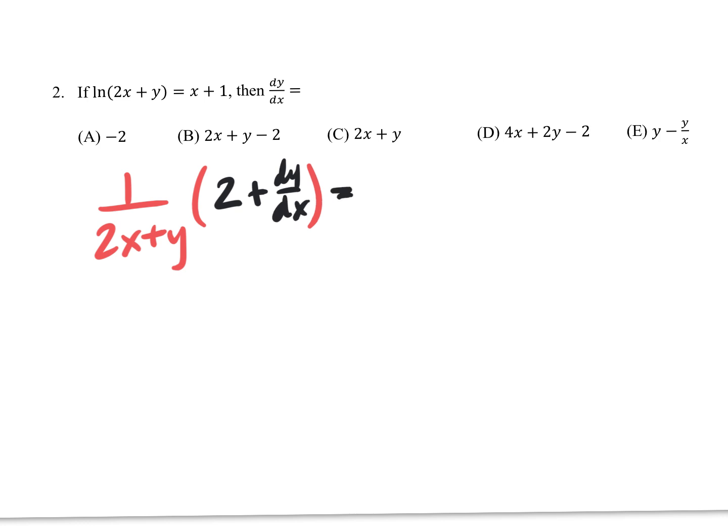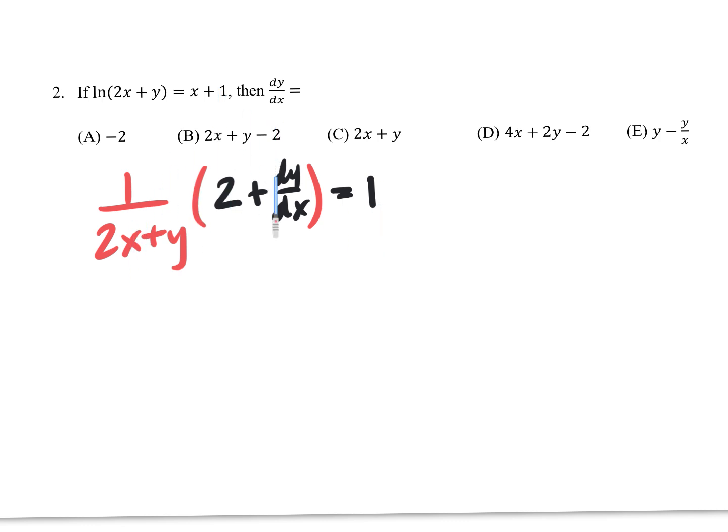And then they said it equals x plus 1, so we got to keep taking derivatives. What's the derivative of x? What's the derivative of 0? What's the derivative of 1? Good job. Now they want dy dx by itself.